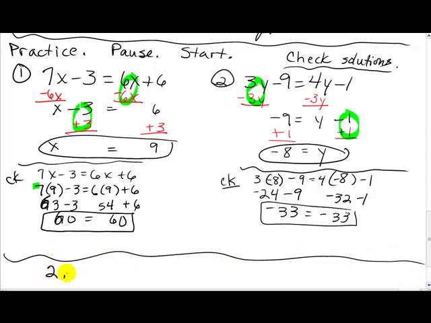All right, so this is 2.2a, and we were talking about moving the variable and the constant.